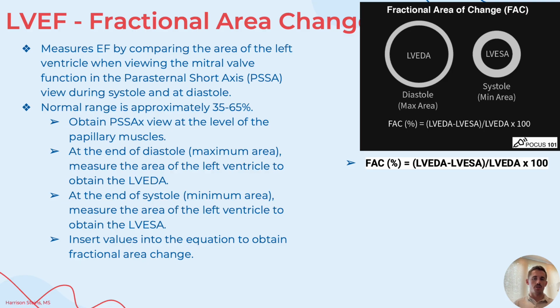So we'll be changing to parasternal short axis for this, looking at a cross section of that left ventricle. We'll be at the level of the papillary muscles, taking a measurement at the end of diastole, which will be the maximum area of fluid, the end of filling, and then comparing that to the end of systole, the minimum area of fluid inside the left ventricle.